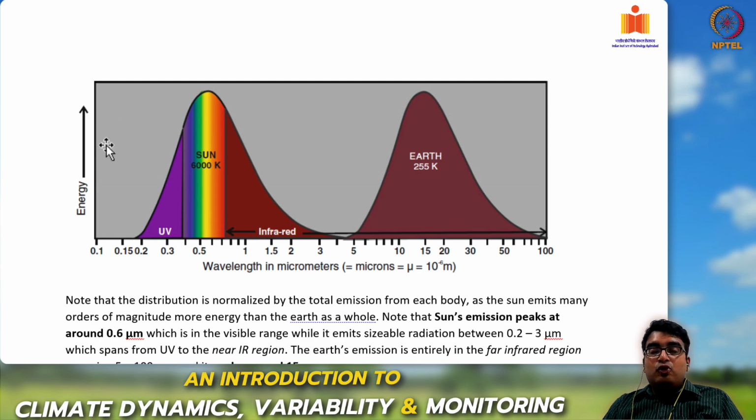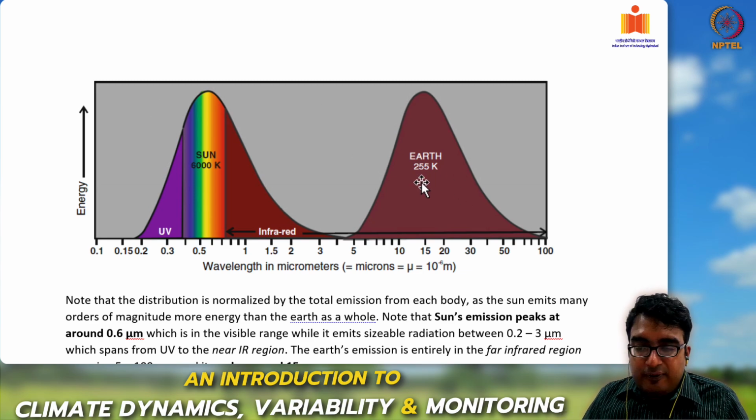Here the spectral flux density has been divided by the total flux density that is being emitted over the entire wavelength band. So this basically gives us the fraction of the total energy that is coming at a given wavelength. And this is done because the sun's total emission energy is much larger than Earth's emission energy, because the sun is at 6000 kelvins and Earth is at 255 kelvins.